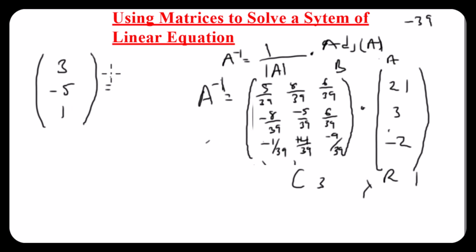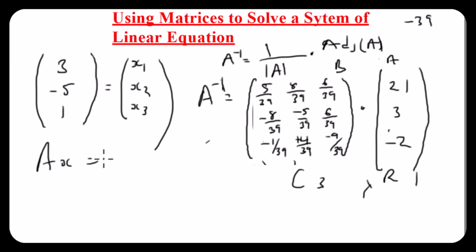So this is equal to x1, x2, x3. Remember we said when we have AX equals B, where A and B are constant, then X must be equal to A inverse times B. This is my A inverse, this is my B. After multiplying them, I'm having 3, negative 5 and 1 equal to x1, x2, and x3. So x1 is equal to 3, x2 is equal to negative 5, x3 is equal to 1. This is how we solve a system of linear equations using matrices.